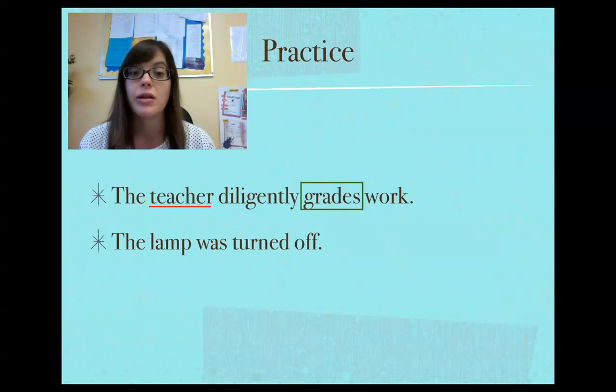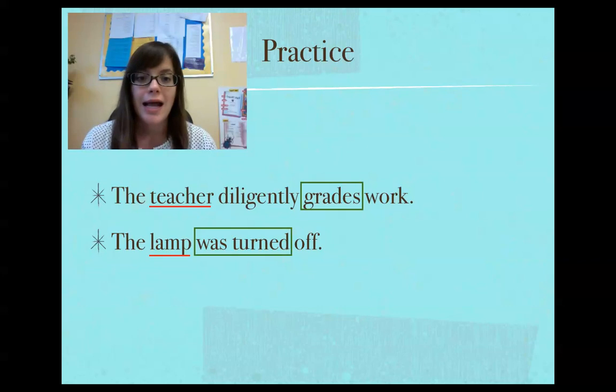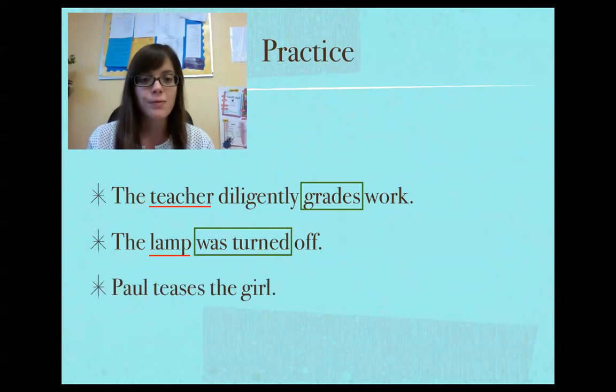I see it's mostly about the lamp. That's pretty much the only noun we really have in there, so that's got to be our subject. And then I got to ask what the lamp was doing or what was being done to it. In this case, it was being turned off. All right, and last one, Paul teases the girl.